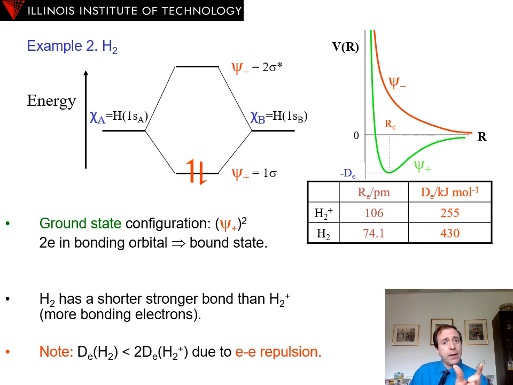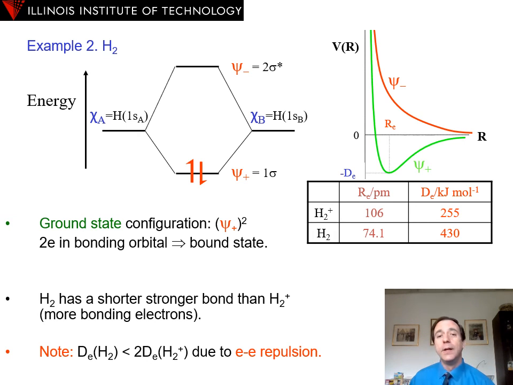So the two nuclei are going to want to be pulled closer together if we have that second electron in diatomic hydrogen, because it's a stronger bond. Stronger bond also means that it's got a deeper energy well. So that D sub E, that's the dissociation energy of this bond. You can see it goes from 255 kilojoules per mole to 430. Now, it's not quite twice, right? If the electrons didn't interact with each other, we would expect it to go from 255 to 510. It should just double the depth, right?